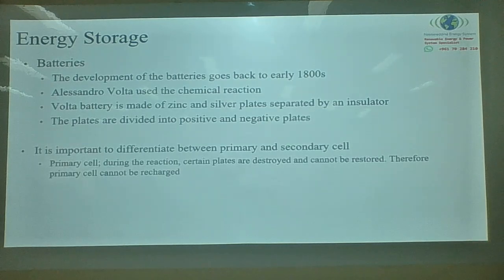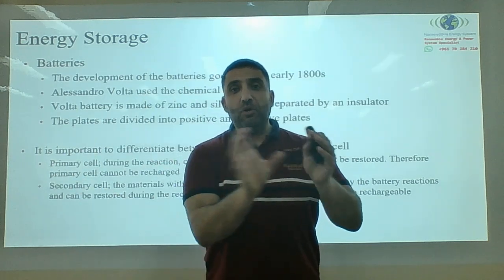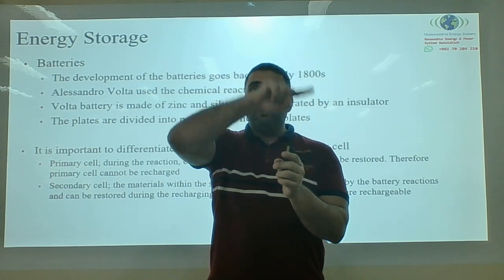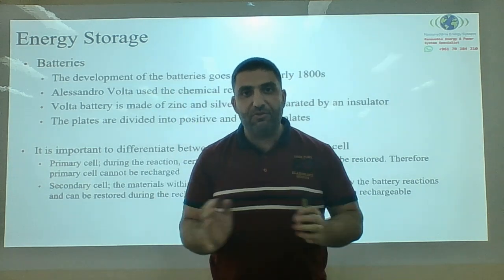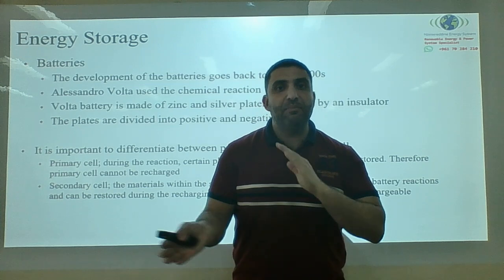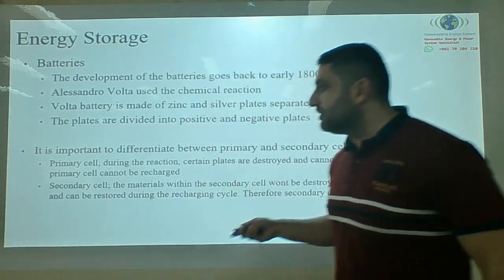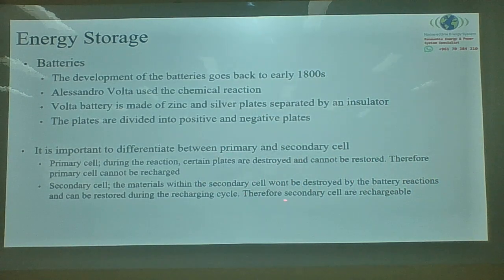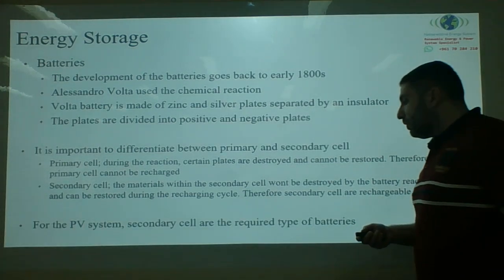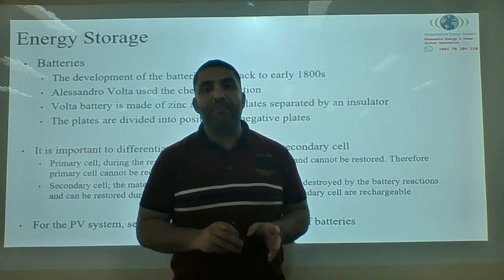The secondary cell, during the reaction, when it discharges, a chemical reaction will happen, which we will talk about at a later stage. A chemical reaction will happen when I start discharging the current from my battery. When I recharge it again, the chemical reaction can be reversed, the impact will be reversed to a certain degree. Nothing comes back 100%. To a certain degree, it can be restored during the charging cycle. Therefore, the secondary cells are rechargeable. For the PV system, secondary cells are the required type of batteries. So for a solar system, we only use secondary cell type batteries.